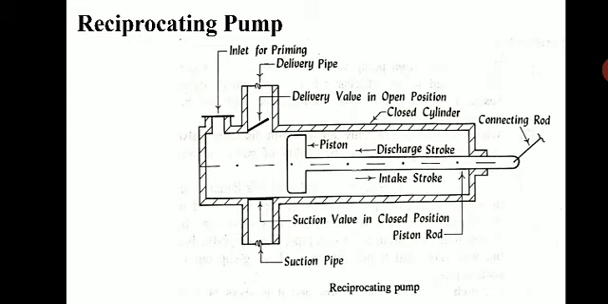So here there are different parts. We'll see them first. There is a suction valve in a closed position here, then there is a suction pipe, this is a piston rod, this is a piston, then there is a closed cylinder, and there is a connecting rod here. Then this portion is a delivery valve in an open position, this is a delivery pipe, and this is the inlet for priming of the pump. So these are the different parts of the reciprocating pump.